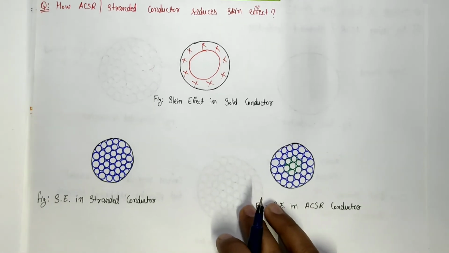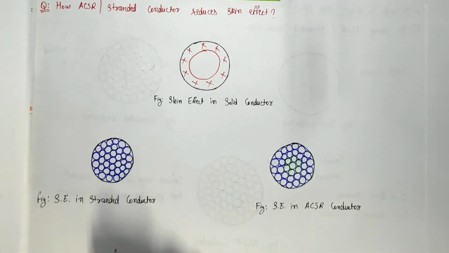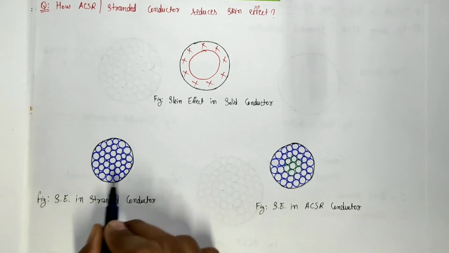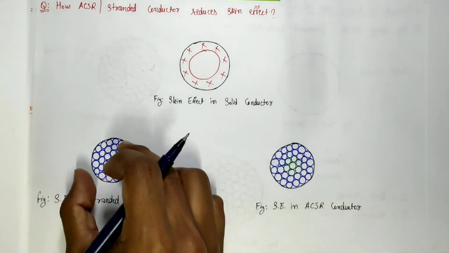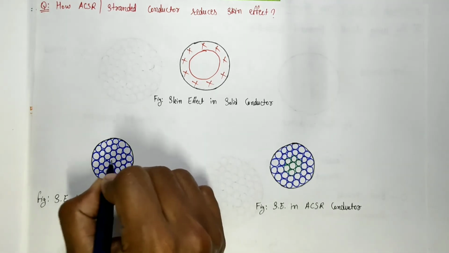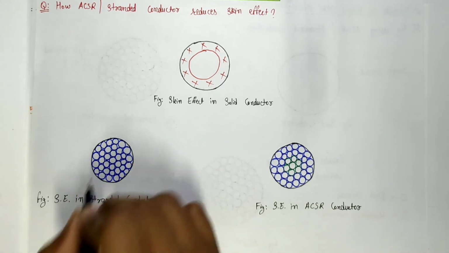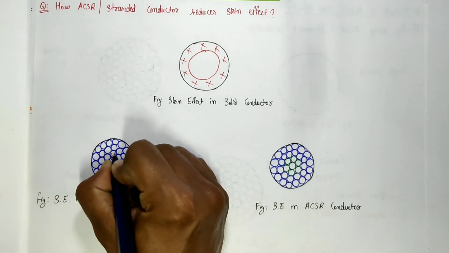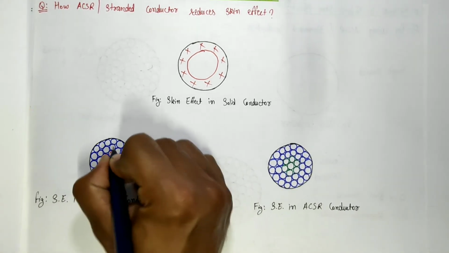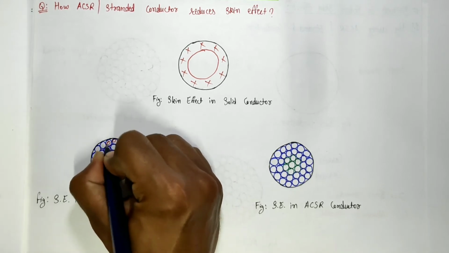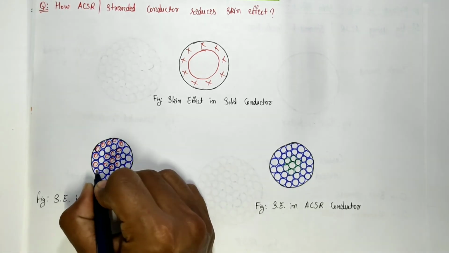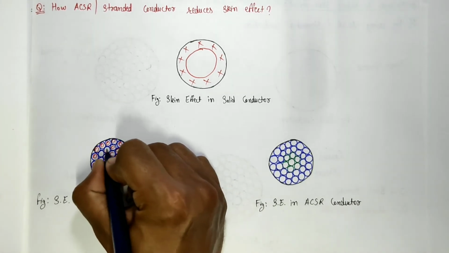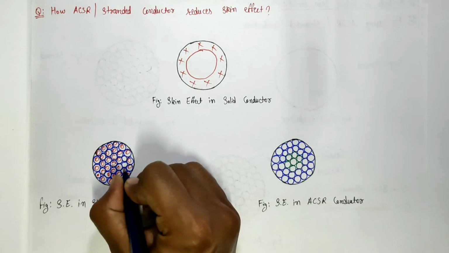Now what happens in case of stranded conductors? So guys, as you know, stranded conductors are made of several thin wires of the same cross-sectional area. So when AC current flows through this wire, each and every strand will carry some amount of current, due to which skin effect will occur in each and every single strand. Therefore, if you notice here, the current is actually flowing through all these strands.